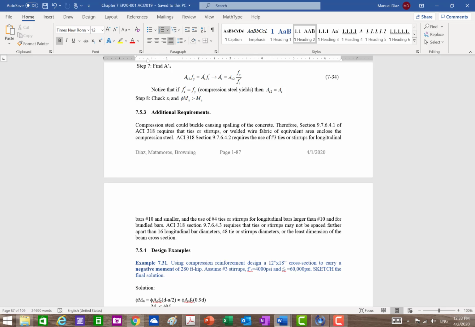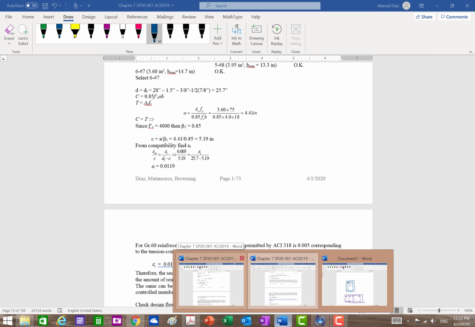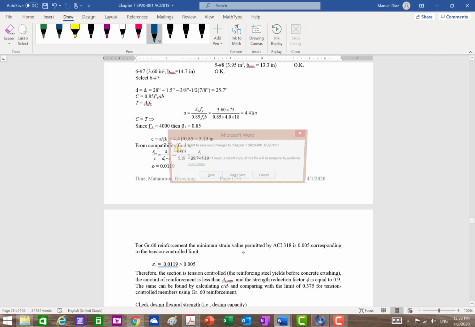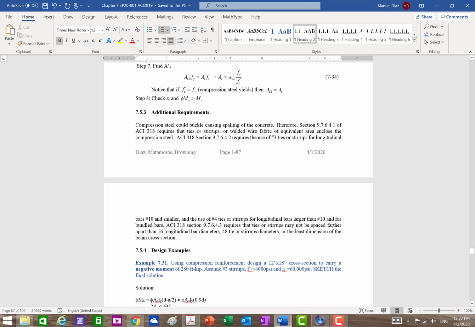So let me do one thing here, because I had two of these versions and I don't want to have two. So let me just keep that one. So this is the one we're using.